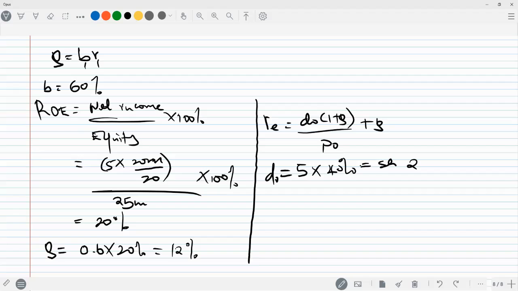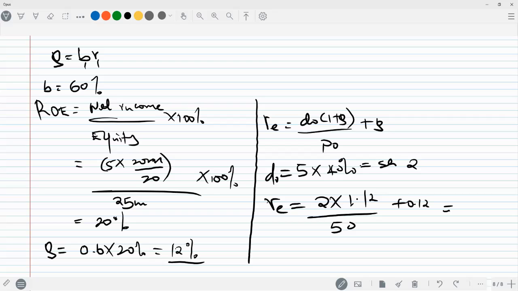Therefore we have P0, the current share price, which is 50, and g. D0 is 2, the growth is 12%, so 1.12, divided by P0, the market value per share, which is 50, plus g, which is 12%. This gives us 10.48%, therefore the cost of equity is 10.48%.